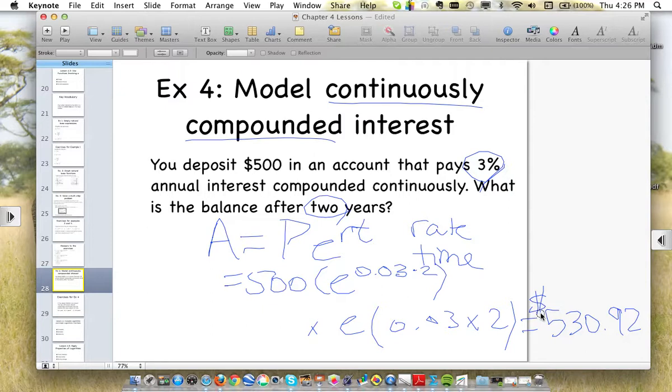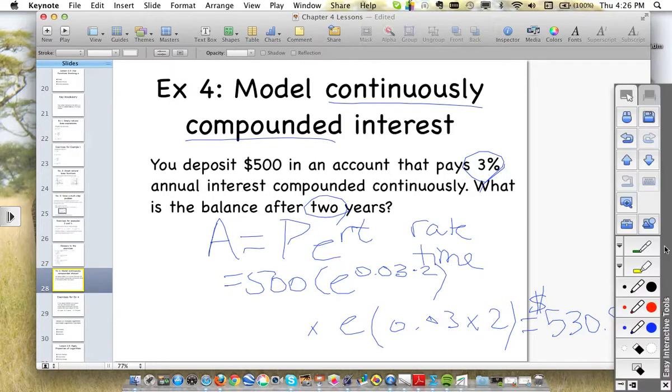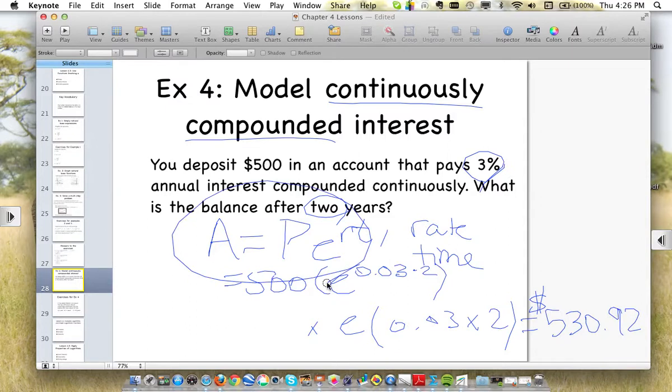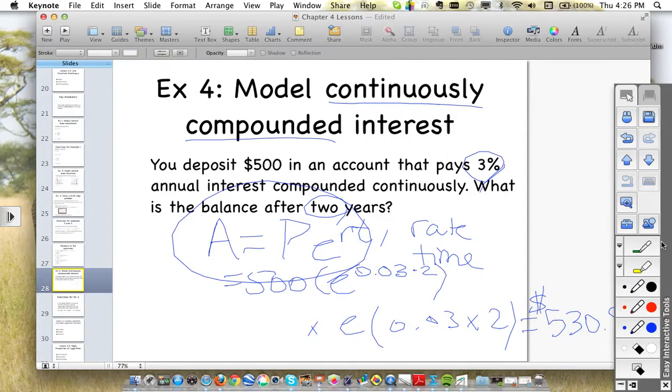So maybe you missed that on our exit ticket yesterday. So when you round to 2 decimal places, don't round to the nearest dollar, round to the nearest penny. All right, so again, remember this formula here. We're going to be using that on our next example.